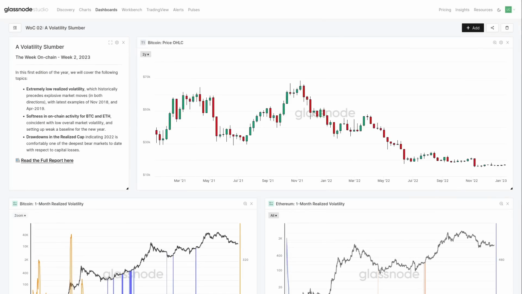Okay, here we are in our week 2 dashboard for the Week On-Chain. And as you can see, almost just visually from looking at this price chart, this is all nice and volatile: up, down, up, down, up, down, and then stablecoin.